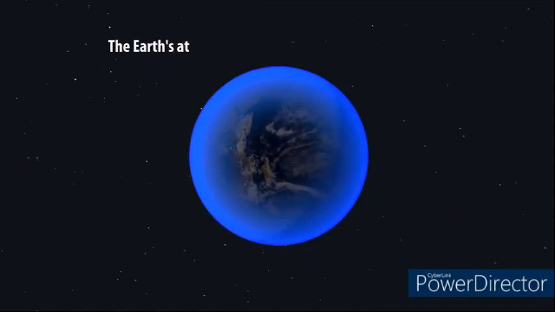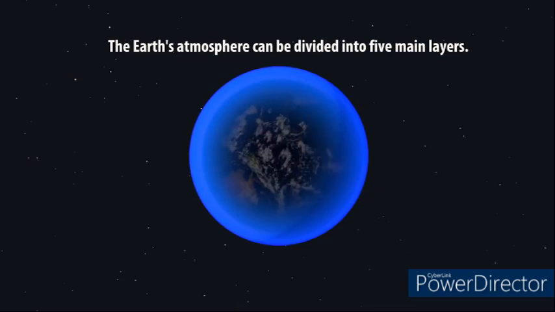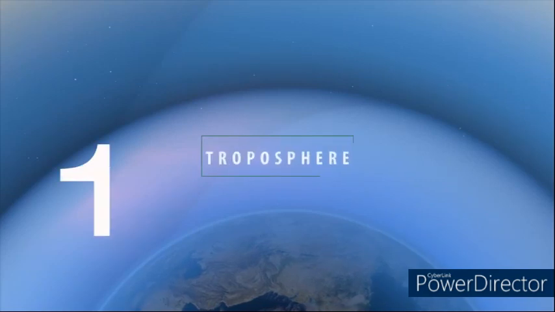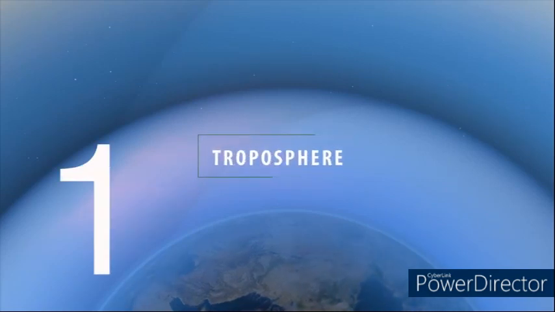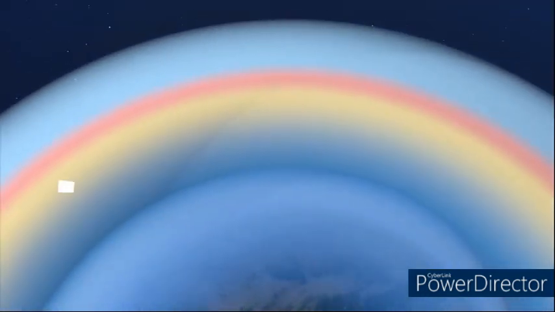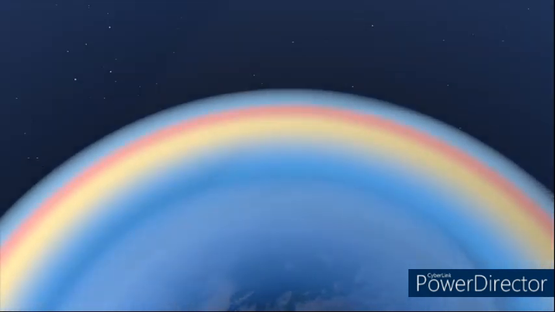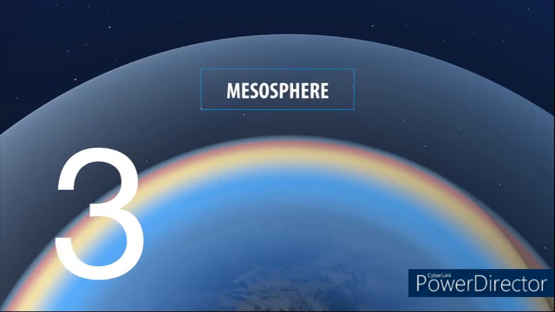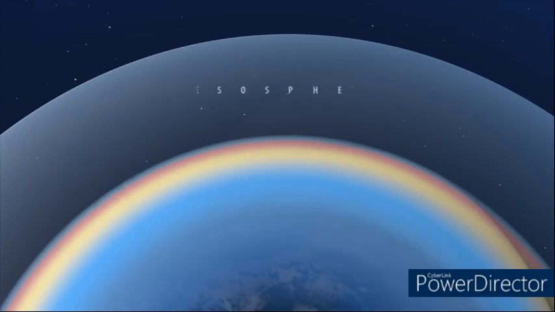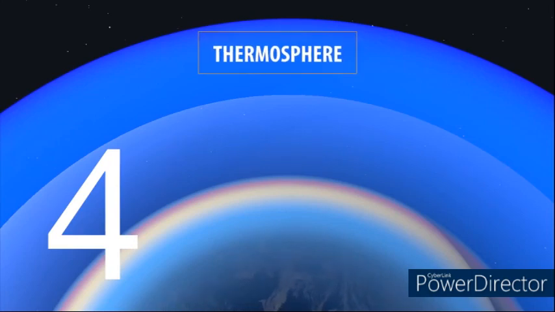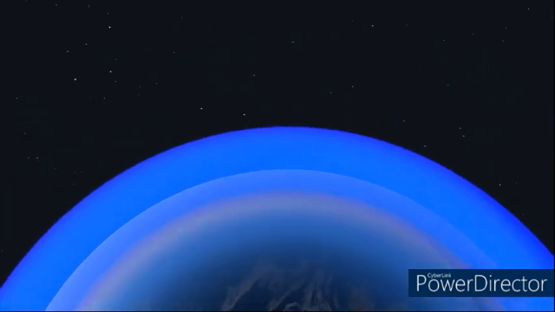The Earth's atmosphere can be divided into 5 main layers. These layers are: number 1, the troposphere. Number 2, the stratosphere. Number 3, the mesosphere. Number 4, the thermosphere. And number 5, the exosphere.